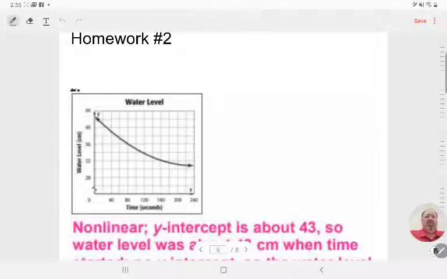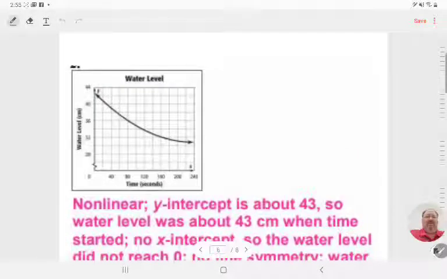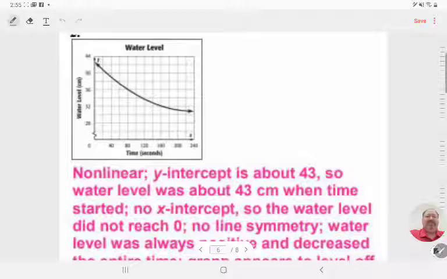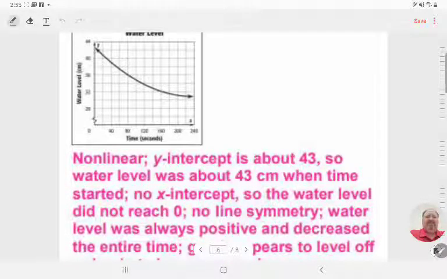So homework number 2 was on the water level. On the left-hand side, it says what the water level is, and on the bottom, it's time, okay? We can see that it's nonlinear. It's not a straight line. The y-intercept is somewhere around 43, which doesn't tell me anything until I interpret it. So the water level was about 43 centimeters when time started, okay? That tells me something, okay?